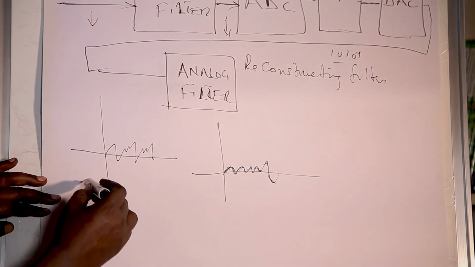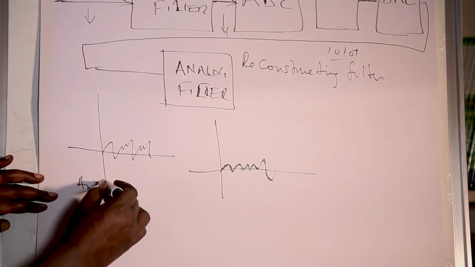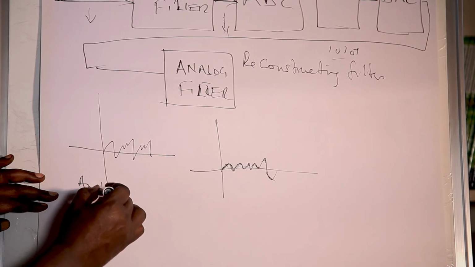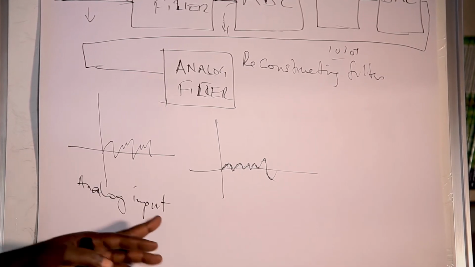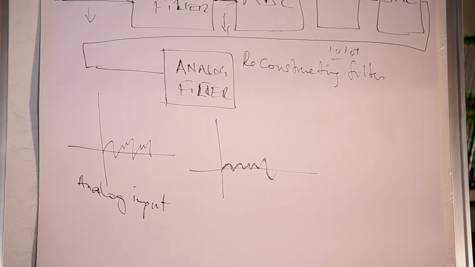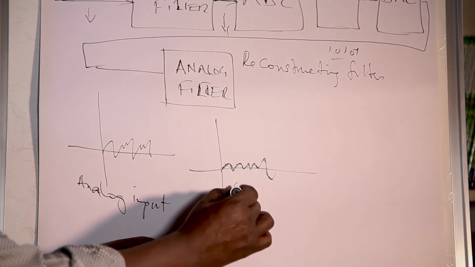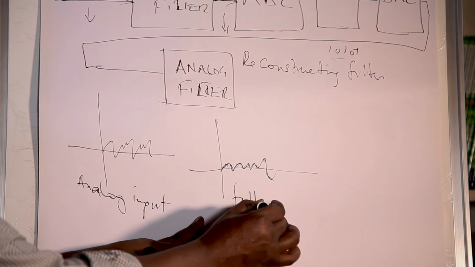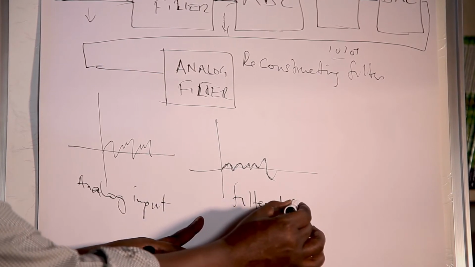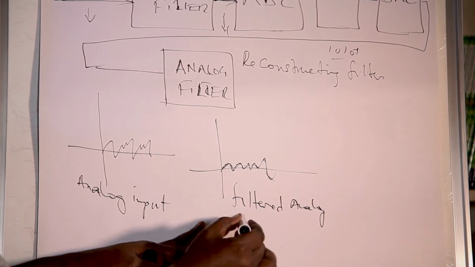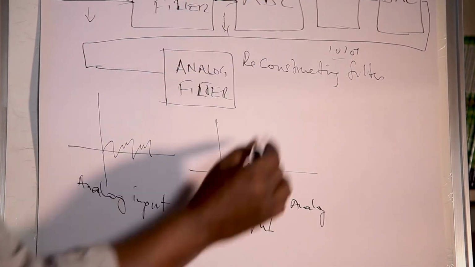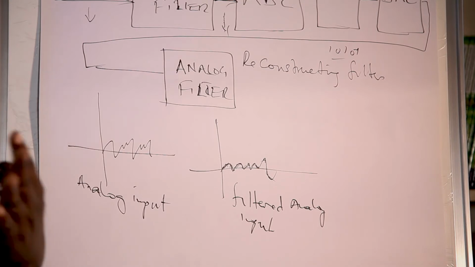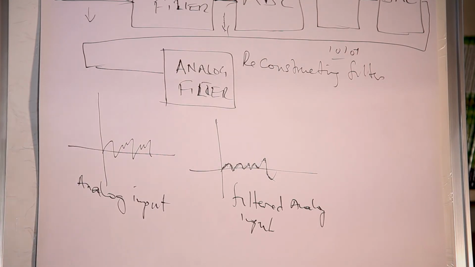So this is analog input. This is what we call filtered analog input. If you reach there, you can start having digitized input.